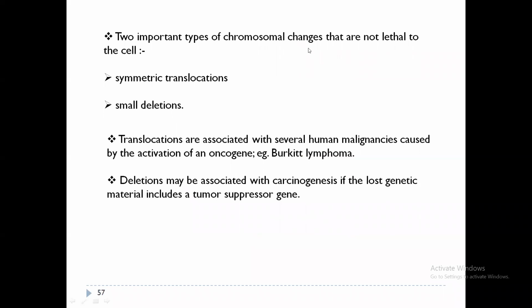Two important types of chromosomal changes that are not lethal to the cell are symmetric translocation and small deletions. Translocations are associated with several human malignancies caused by the activation of an oncogene, for example, Burkitt lymphoma. And deletions may be associated with carcinogenesis if the lost genetic material includes a tumor suppressor gene, as we have seen in the previous picture.